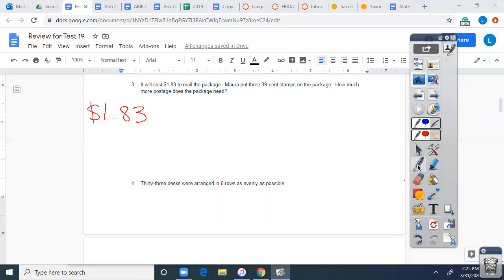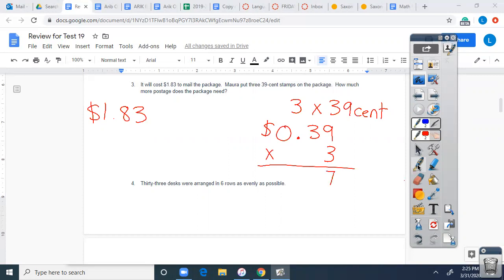She's put 3 39-cent stamps. So in order to figure out how much money that is, we are going to have to multiply, right? So I'm going to set it up like this, because that is 39 cents times 3. 3 times 9 is 27. 3 times 3 is 9, plus 2 is 11. 3 times 0 is 0, plus 1 is 1. And bring down that decimal.